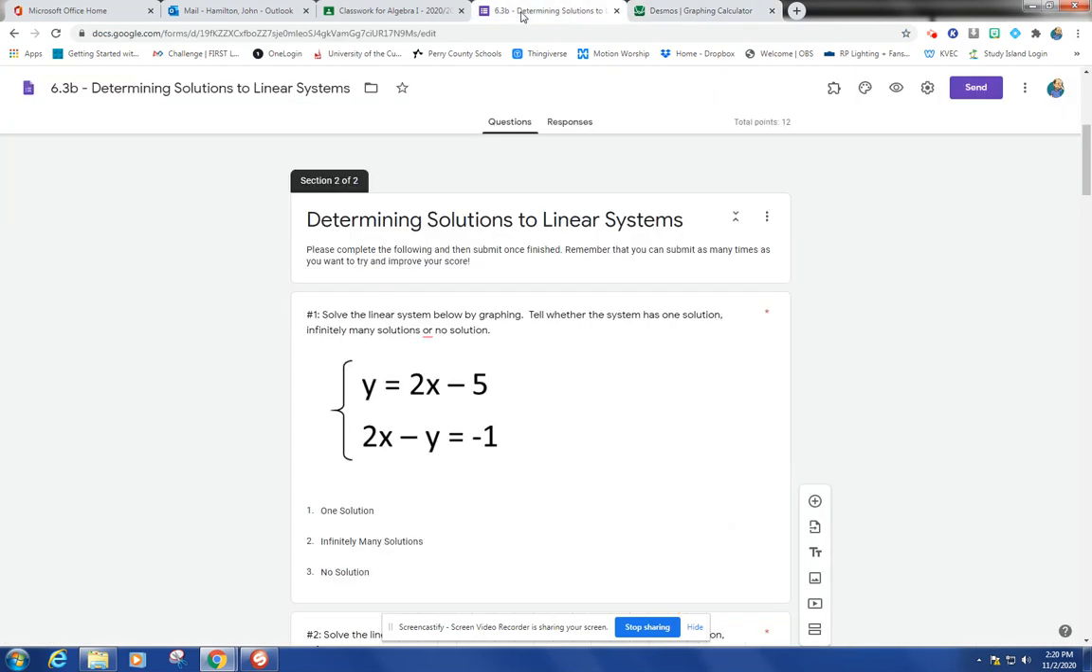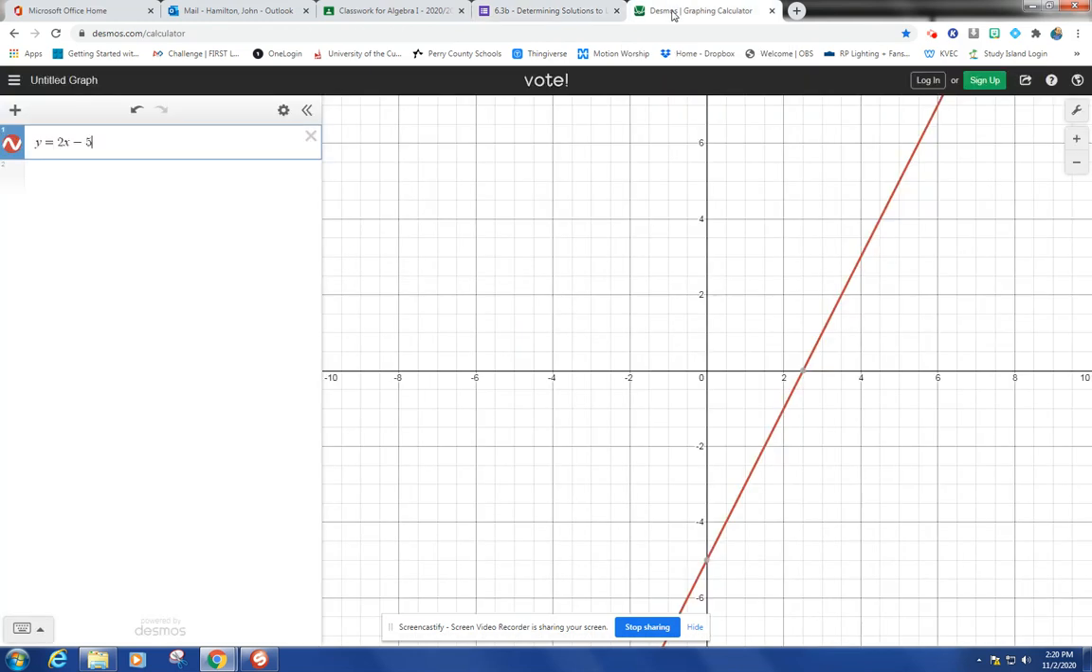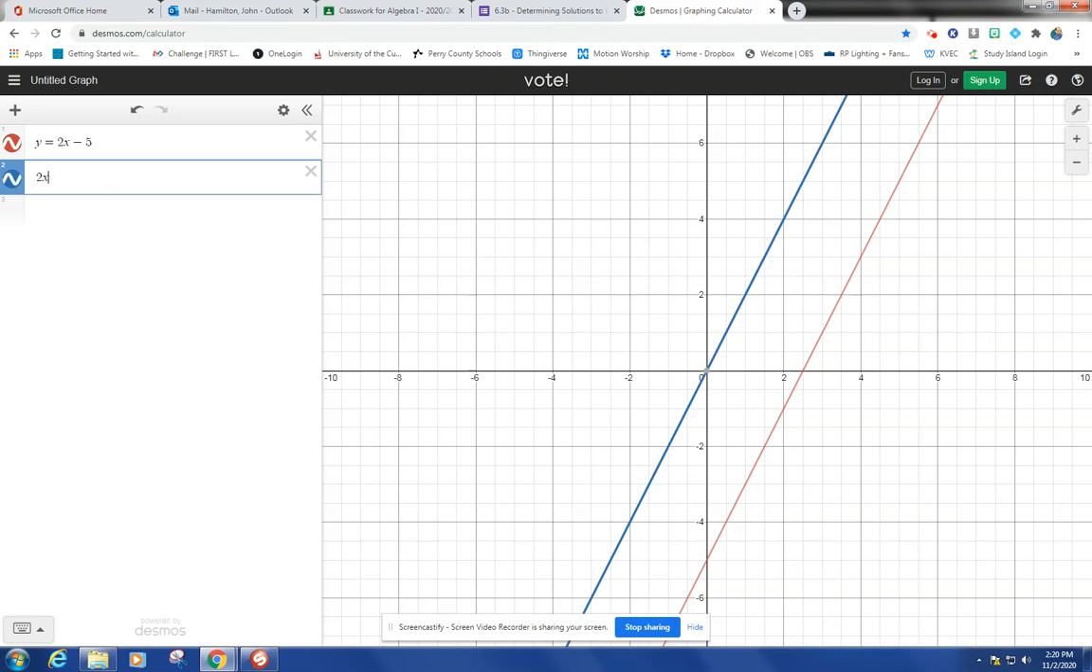Now the other equation that we had was this one, 2x - y = -1. And the great thing about Desmos is you can just click to get another line just like that. And you don't have to have these in slope-intercept form. Desmos can graph them exactly the way they are. So 2x - y = -1.